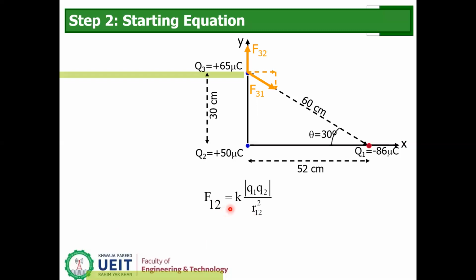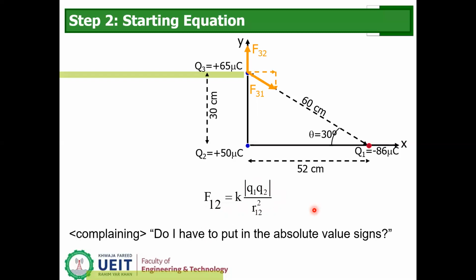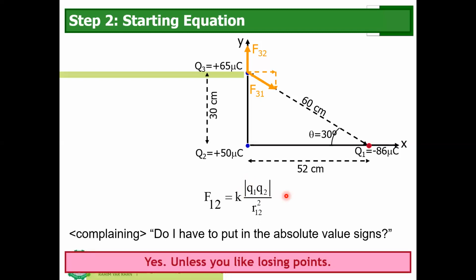F12 is the total force due to these two, the product of charges Q1, Q2 over R12 squared. So this is the force by Coulomb's law. Do I have to put in the absolute value signs? Because these absolute value signs are drawn around Q1, Q2. Absolute means the charges may be negative or positive. We don't worry about this. Yes, unless you like losing points.